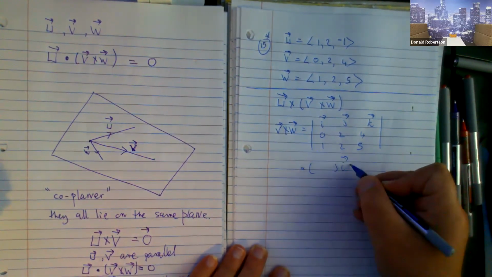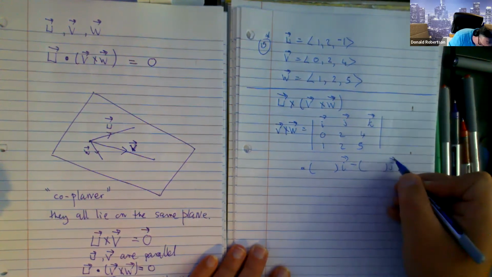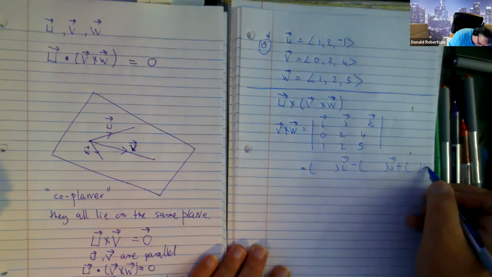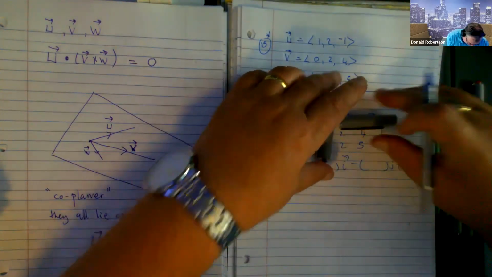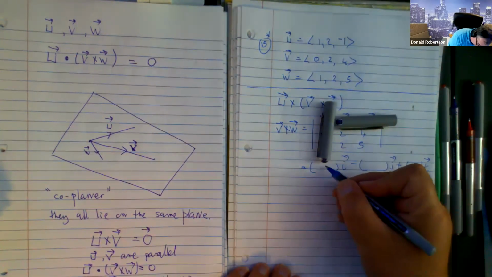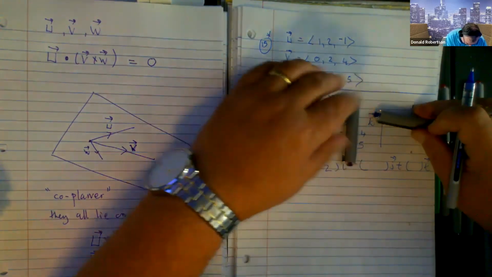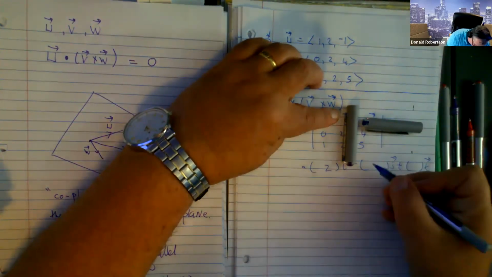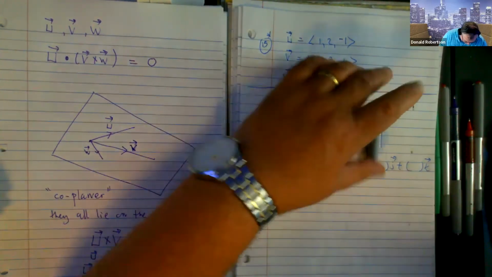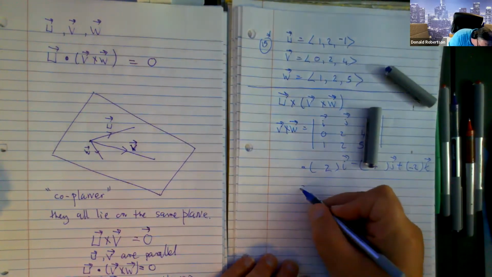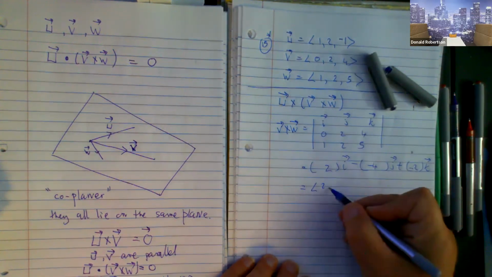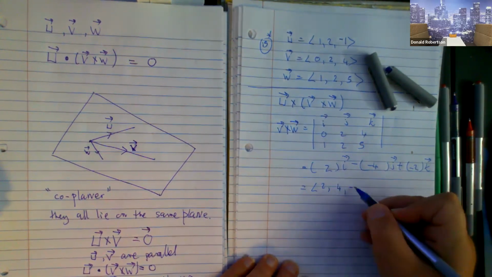So many i's, take away so many j's, plus so many k's. So 10 take away 8 gets me 2. 0 take away 4 gets me -4. 0 take away 2 gets me -2. And so the answer is 2, 4, -2.